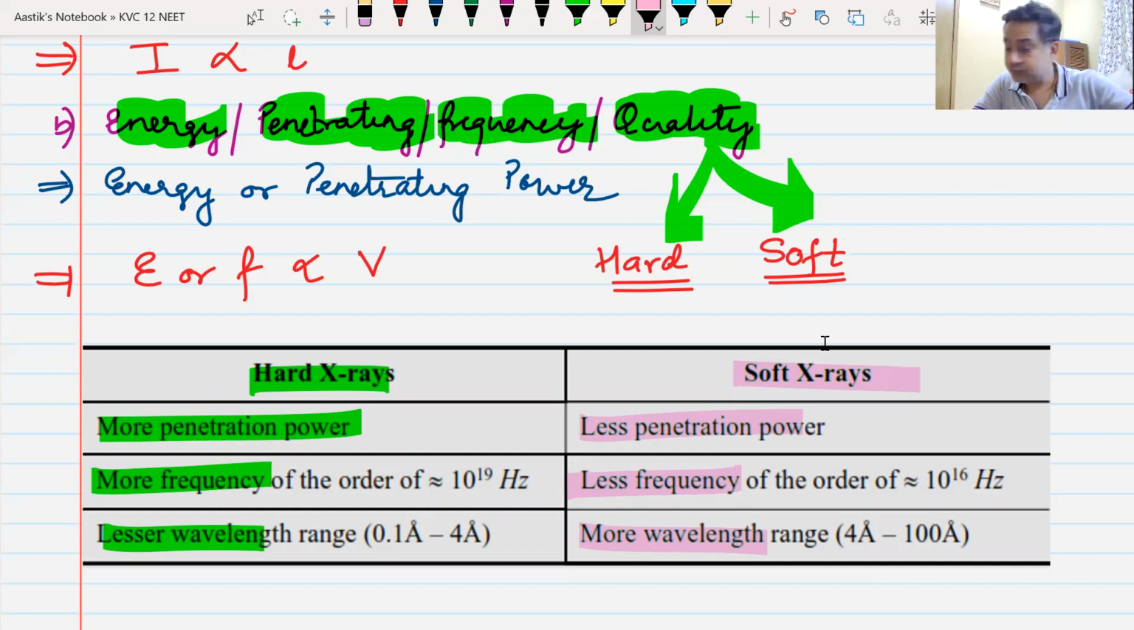Yes, beta. For tomorrow's exam, which chapters do we have? Well, for tomorrow's exam, you will have ray optics, wave optics, thermometry, thermal expansion, and your photoelectric effect. X-rays is not there.